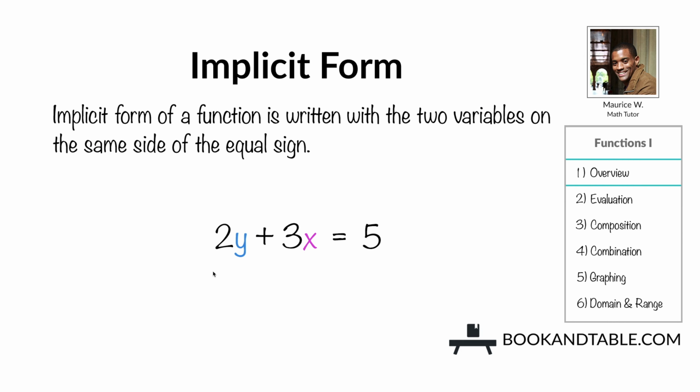Implicit form of a function is written with the two variables on the same side of the equal sign. So 2y plus 3x is equal to 5. We still have the same variables, but now the x, instead of being on the right side, is on the left side, along with our second variable. So that is the difference between explicit and implicit form.